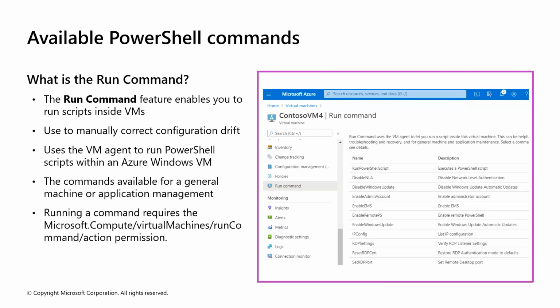The Run Command feature lets you run scripts inside Azure virtual machines. It uses the VM agent to run PowerShell scripts within the VM. You can use it to manually correct configuration drift. You need the right permissions to run commands.